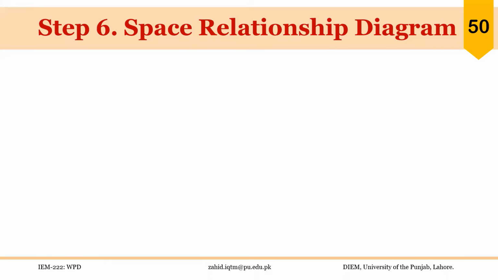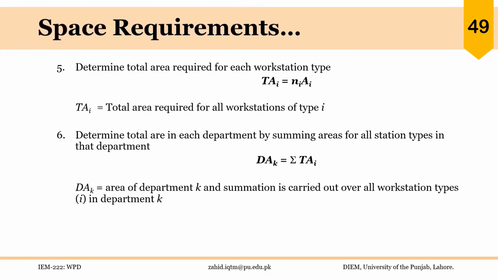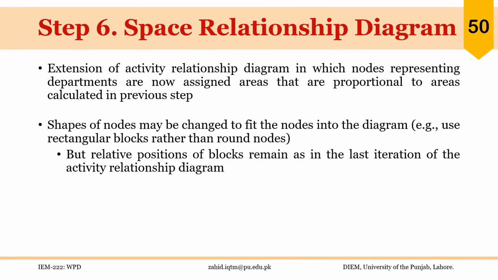Step number 6 in systematic layout planning is to draw the space relationship diagram. In the previous figures, we were drawing the departments with the same size. But now that we have calculated the area of each department, we can draw the departments according to scale. The space relationship diagram is an extension of the activity relationship diagram, in which nodes representing departments are now assigned areas that are proportional to the areas calculated in the previous step.